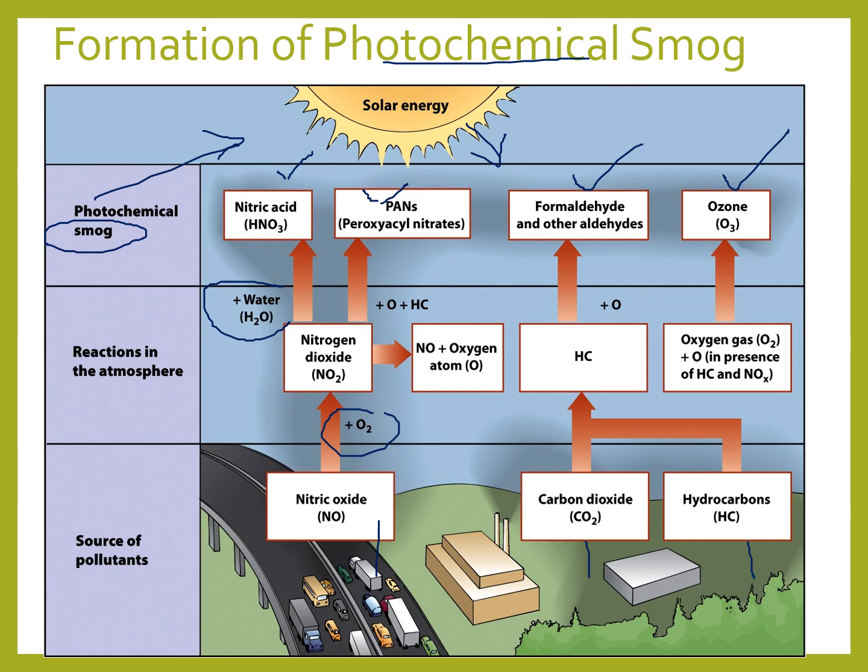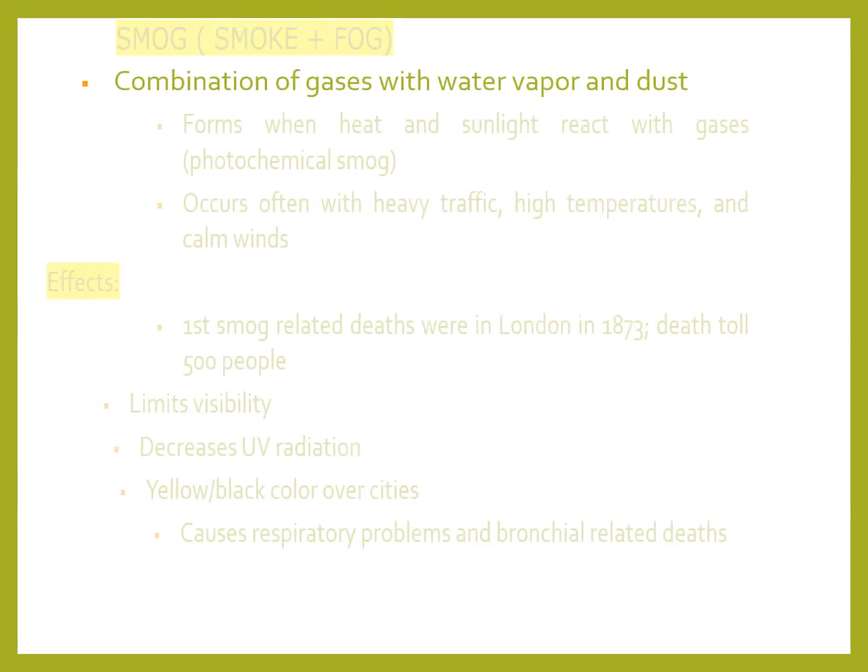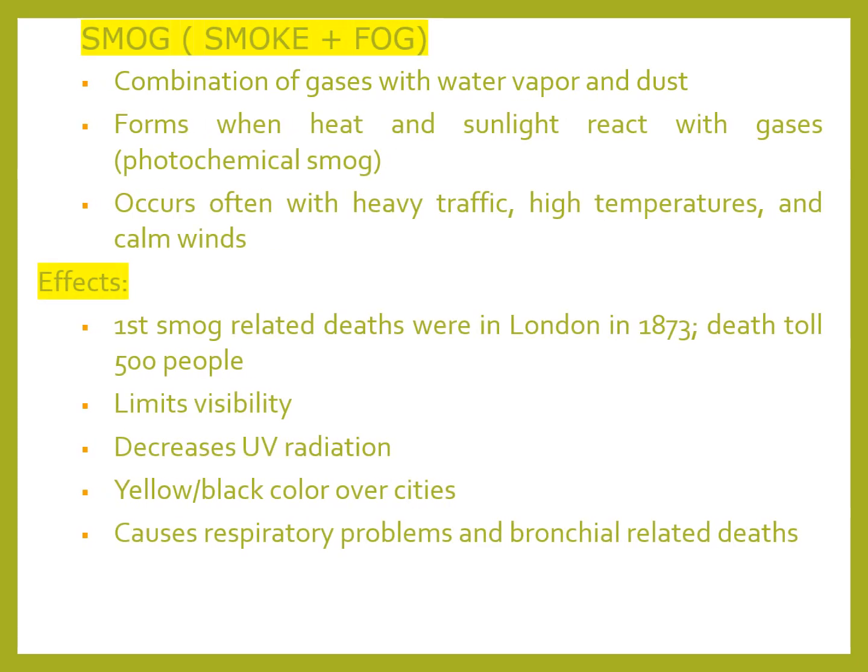Smog is nothing but a combination of two words, smoke plus fog, and that is a secondary air pollutant. It is a combination of gases with water vapor and dust, and it forms when the heat and sunlight react with the gases. So that's why it is called photochemical smog, and it occurs when there is heavy traffic, which is generally found in urban areas, high temperatures and calm winds. So its effects are very dangerous.